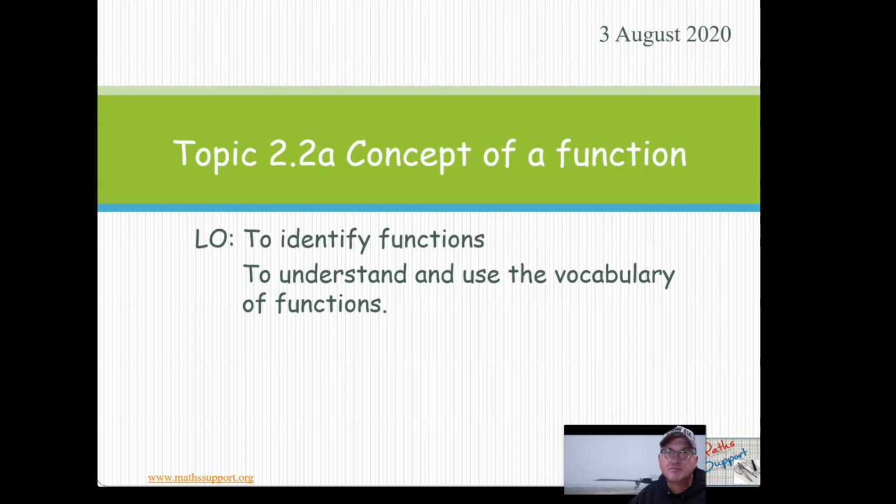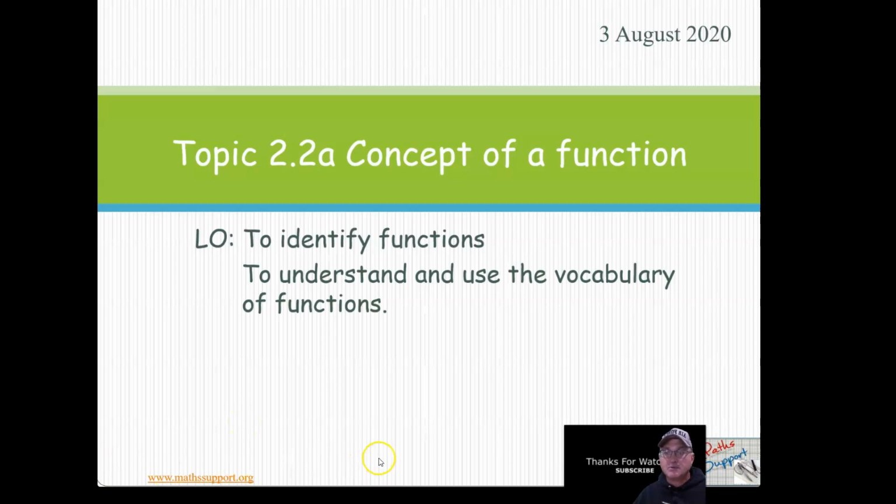All right, good morning. It's Monday, August the 3rd, and today we're going to take a step back with functions. I want to go over with you exactly what a function is before we move any further. So, what makes something a function?